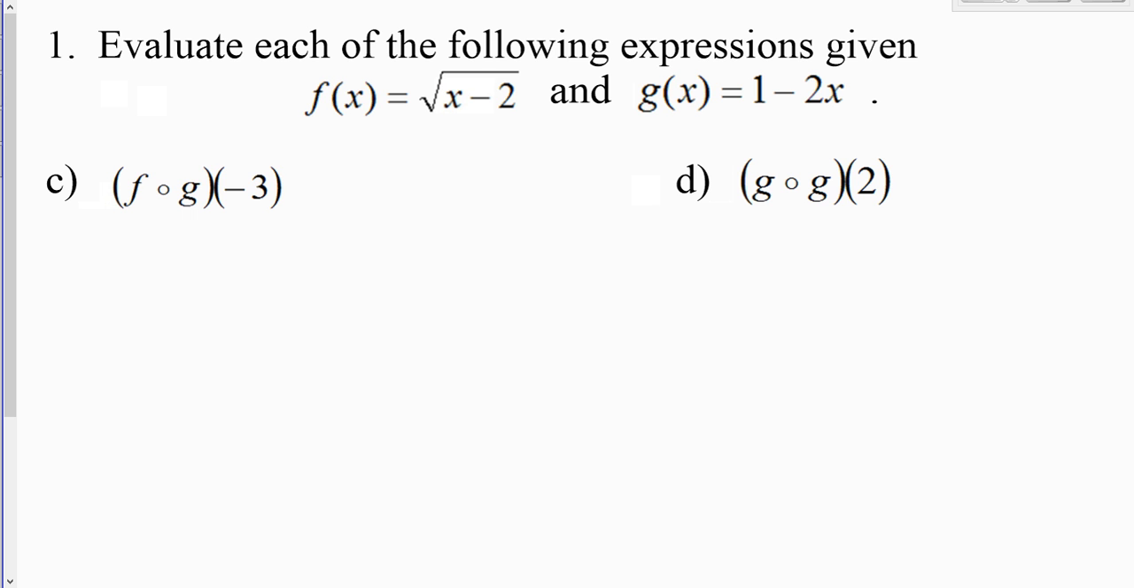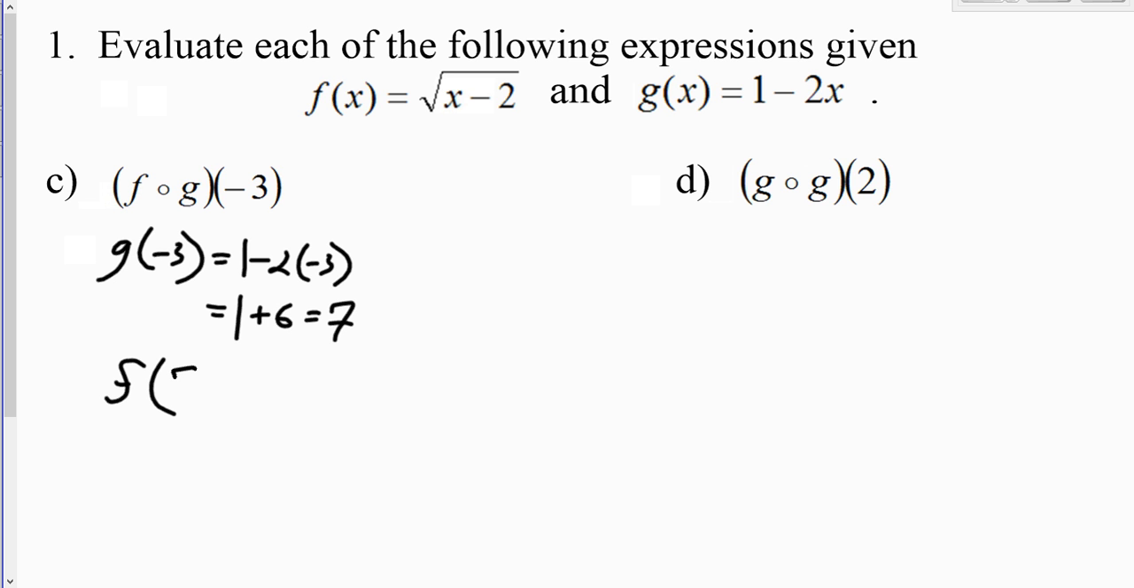So here, notice the notation is different, but this is still being interpreted the same. It's f of g of negative 3. So I want to evaluate g at negative 3 first. So this is equal to 1 minus 2 times negative 3, which is equal to 1 plus 6, which is equal to 7. Then I evaluate f at 7, and I do the square root of 7 minus 2, which is equal to the square root of 5.